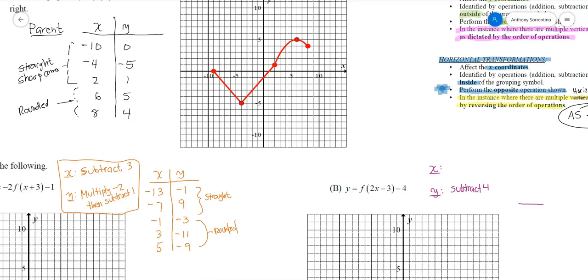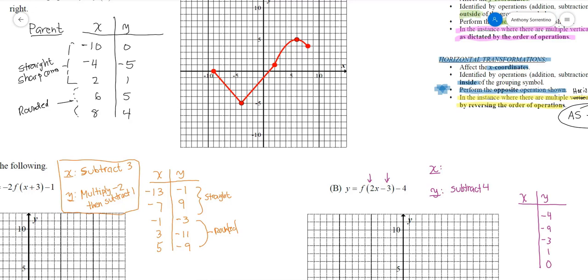So if I start making a table, and I subtract 4 from all the y coordinates in the parent, I'm going to have -4, -9, -3, 1, and 0. Now, everything else occurs inside the parentheses, which means it is a horizontal transformation. I see I have a multiplication of 2, and I have a subtraction of 3.